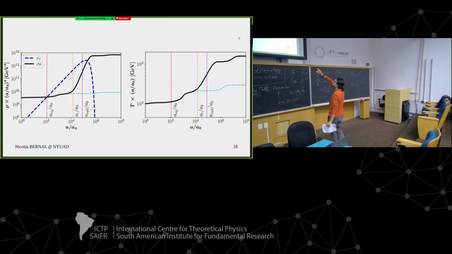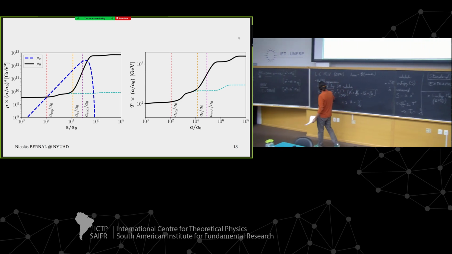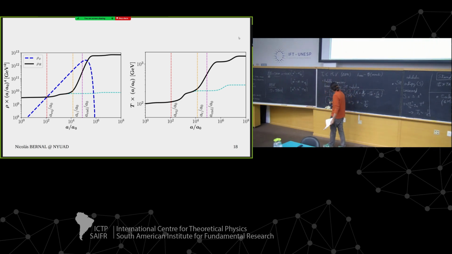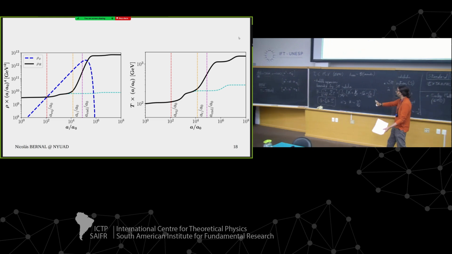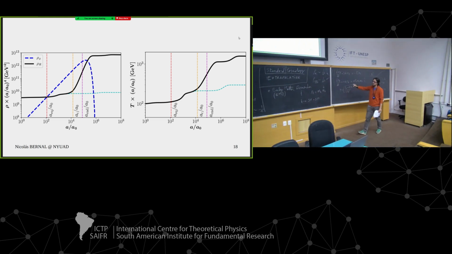On the right, I'm plotting the temperature. How can I extract the temperature? It's easy. If I solve this equation, I will know the number density of phi and the energy density of radiation of the standard model. This equation will always apply, so if I know the energy density in radiation, I will know the temperature. There is a one-to-one correspondence between the energy density in standard model radiation and the temperature.